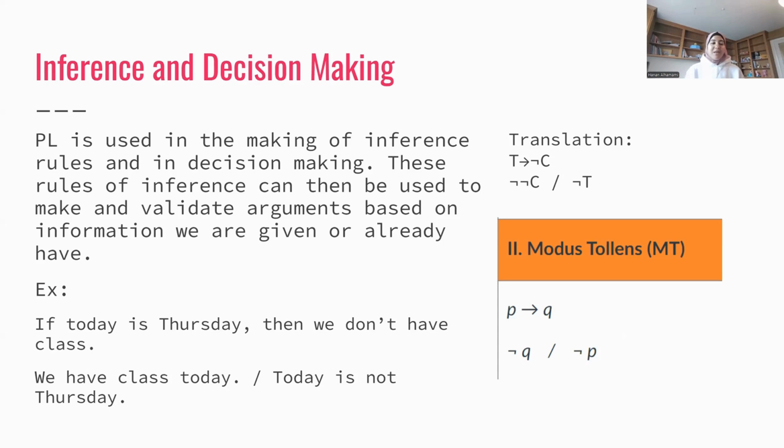An example of that: if today's Thursday, then we don't have class. And another sentence would be, we have class today, so we can conclude that today is not Thursday. In PL, we translate it into if T, then not C. And I added a double negation there so we can see it's the negation of the negation of C. But a double negation doesn't have to be there.